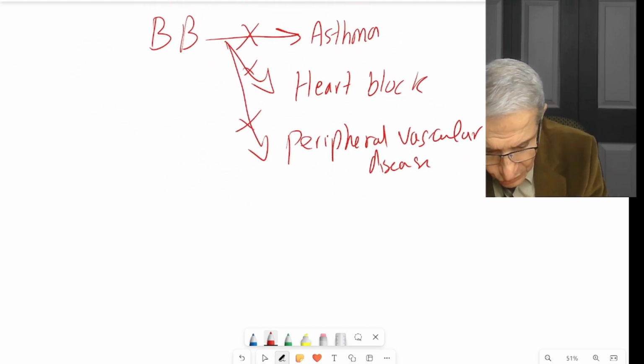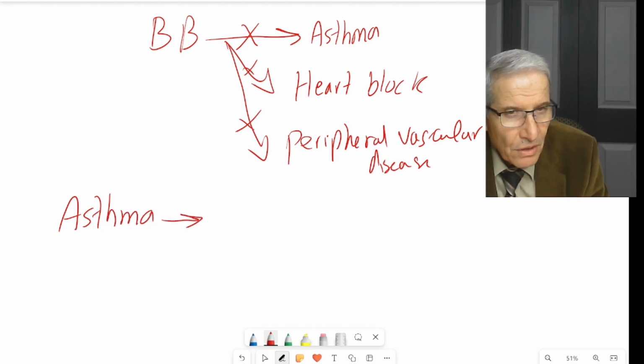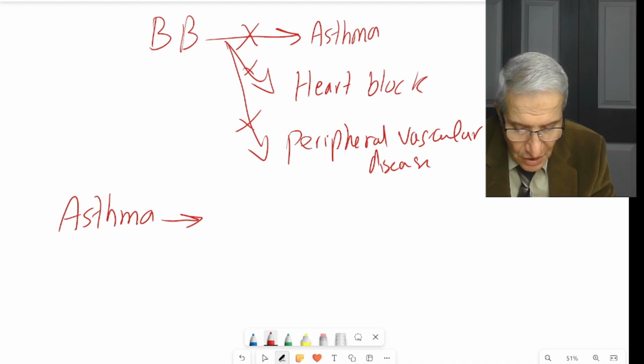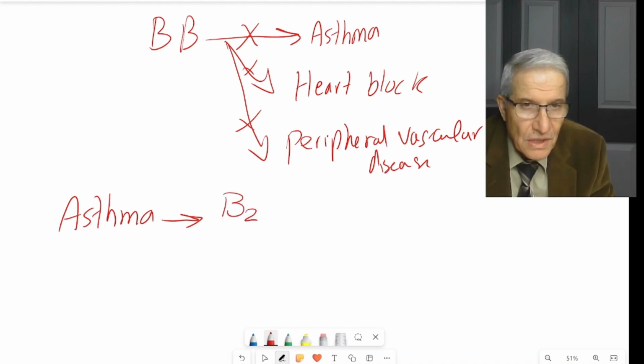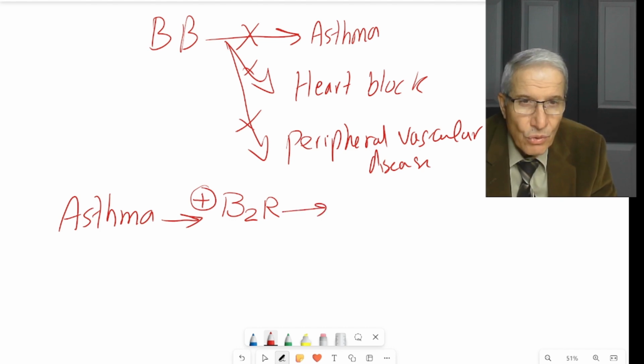So regarding asthma, according to our knowledge in pharmacology or the autonomic nervous system, we know that in the bronchial tree the main receptor is the beta 2 adrenergic receptor, and the study found that if you stimulate the beta receptor, the result will be bronchodilation.